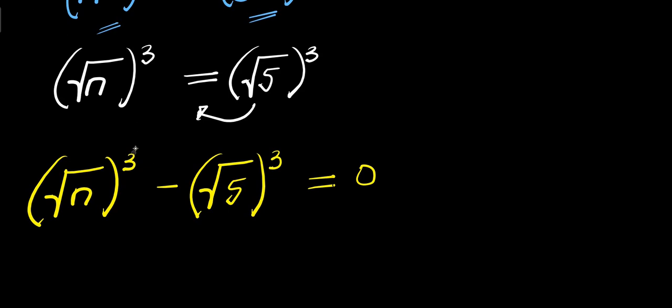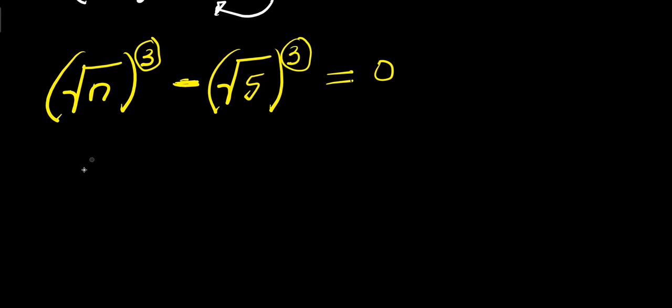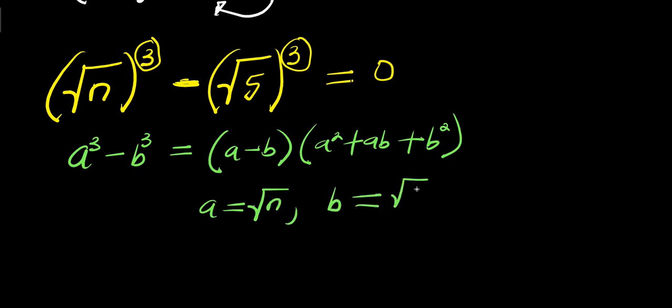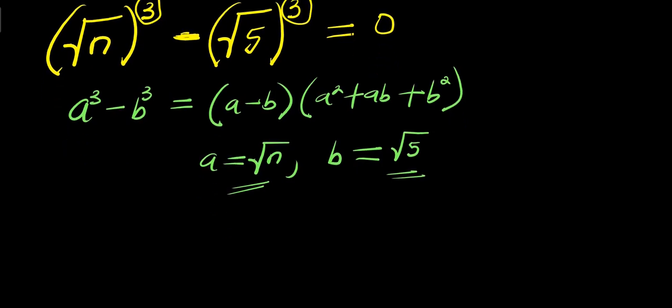So at this particular point, we have power 3 here, we have power 3 here, there's minus here. We can expand this. That means if you have a power 3 minus b power 3, this equals a minus b times a squared plus ab plus b power 2. And in this case, our a is square root of n and b is square root of 5. So we make use of this.